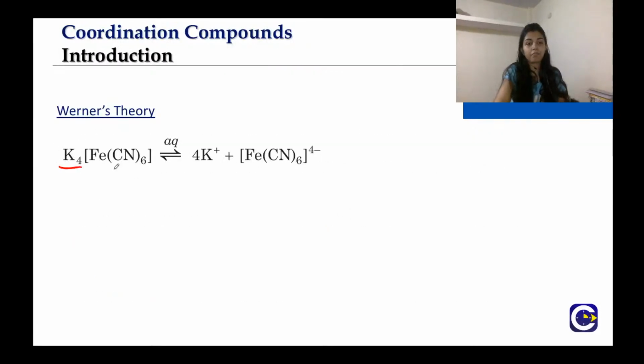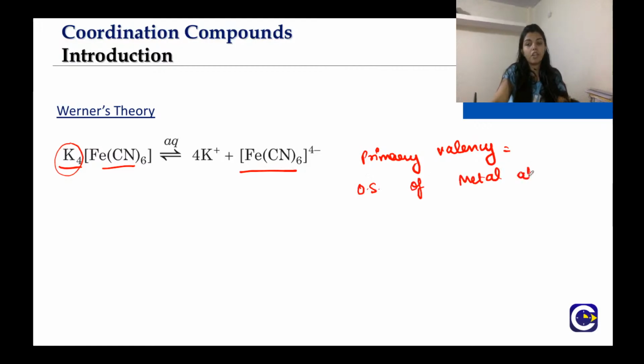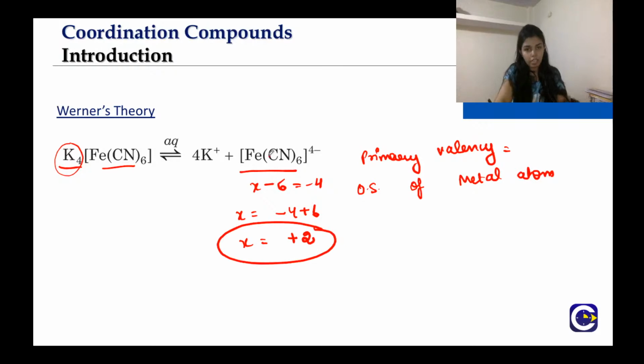So here if you will see K4[Fe(CN)6] in aqueous solution, it will dissociate into the ionization sphere, and the coordination entity sphere, or the coordination sphere, will separate out, right? So here, what is the primary valency? Primary valency is the oxidation number of the metal atom. So what is the oxidation number here? x minus 6, because CN is minus 1, so 6 CN will be minus 6, equals minus 4. So x equals minus 4 plus 6, that is x equals plus 2. So iron is in the plus 2 oxidation state here, and the primary valency will also be equal to plus 2.